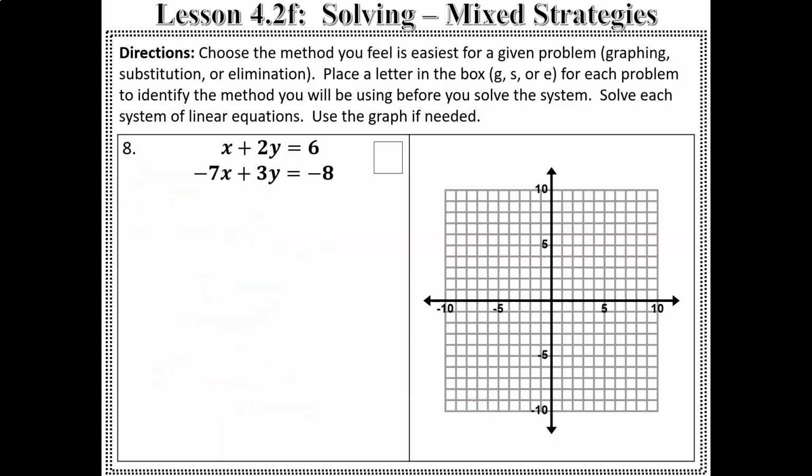Okay, number 8. So we could multiply the top by 7, or we can try to isolate the x. Let's multiply the top by 7. If we do that, we can eliminate those x's. So I have 7x plus 14y equals 42 at the top.